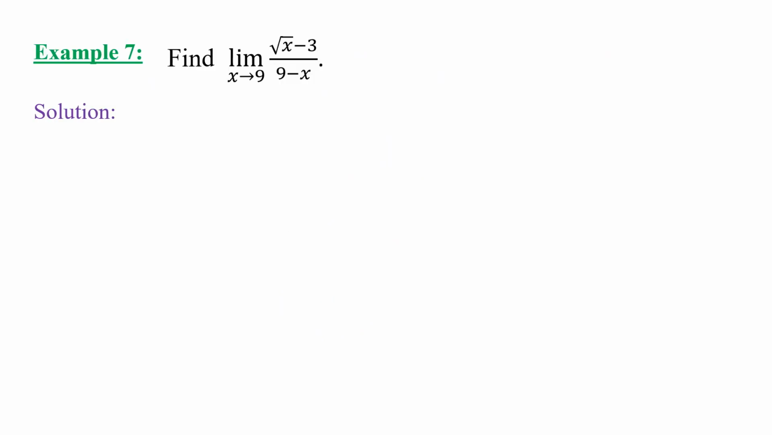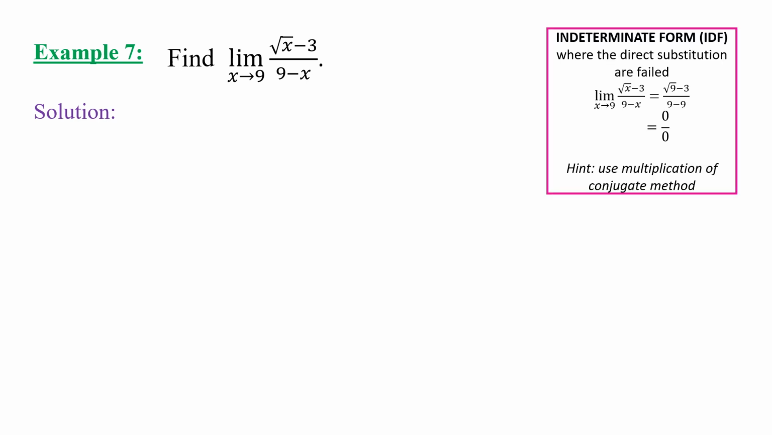Example 7. Find the limit as x approaches 9 of square root x minus 3 over 9 minus x. So we use direct substitution, where we substitute x equal to 9 and we get 0 over 0. 0 over 0 is undefined. This is indeterminate form. Therefore, we need to do something.